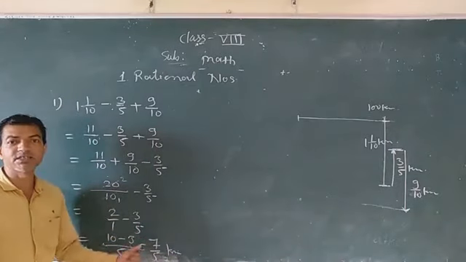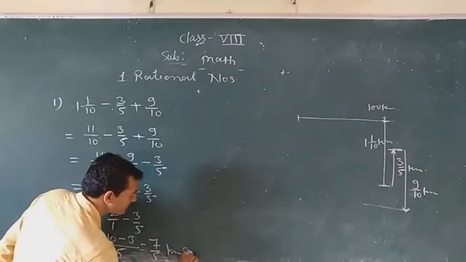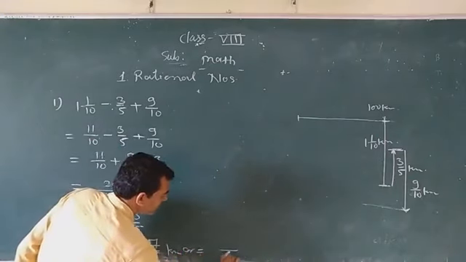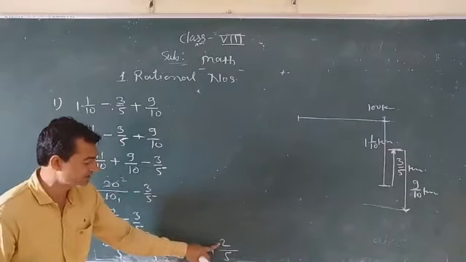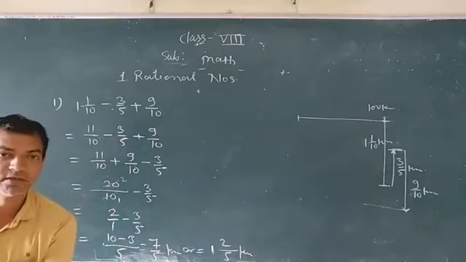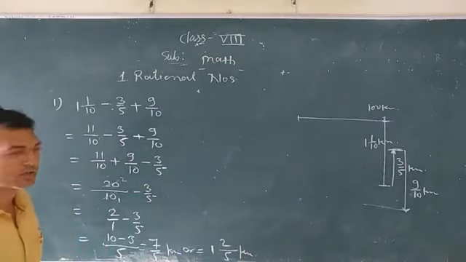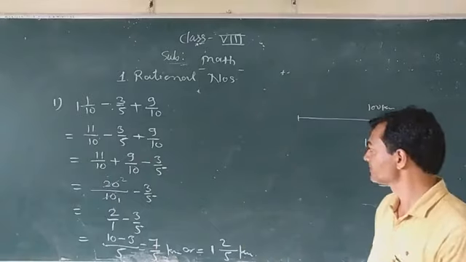Also you can write this answer as a mixed number. 7 by 5 kilometer is how many? 1 integer 2 by 5. This 5 over 5 plus 2, 7. 7 by 5 kilometer. This distance you can write. Okay, let's do this. So write down. Draw this diagram also for understanding.